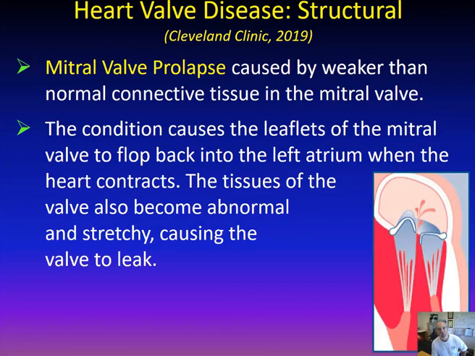Now, mitral valve prolapse. This is caused by weaker than normal connective tissue in the mitral valve. What happens is, you've got the left atrium and the left ventricle. The valve leaflets go forward into the left ventricle when the blood is ejected from the left atrium, and then the valves close. With mitral valve prolapse, the valve leaflets actually go back into the left atrium and allow retrograde flow. The tissues become stretchy, and that's why it goes back through.